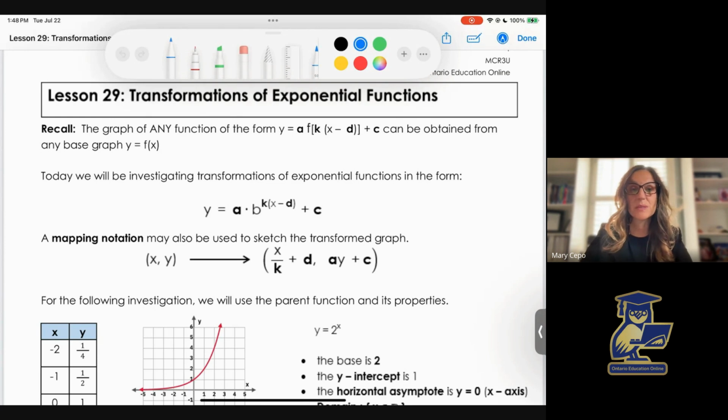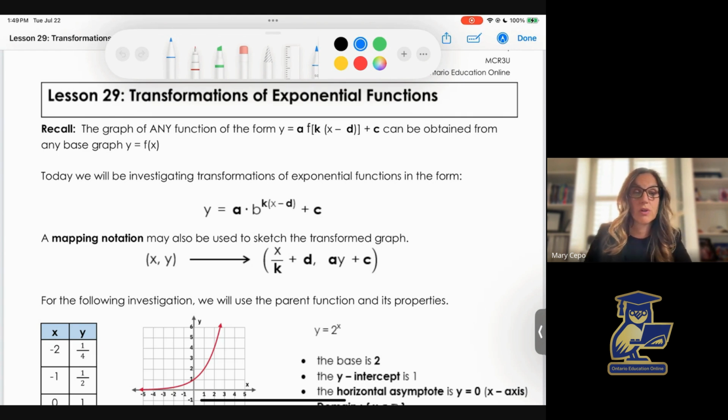In this lesson, we will explore how transformations affect the graph of exponential functions. With that, we want to bring back all the different transformations that we've already dealt with for other parent functions earlier in the course. So we know that the a value represents a vertical stretch or compression or a reflection in the x-axis. The k value represents either a horizontal stretch or compression. The d value represents a horizontal translation left or right, and the c value is a vertical translation up or down. So we're going to be applying all these transformations to the exponential function.